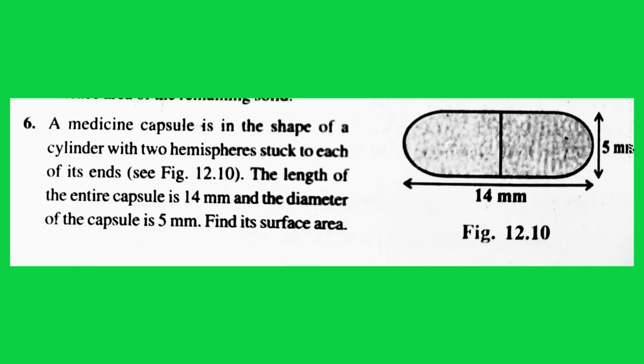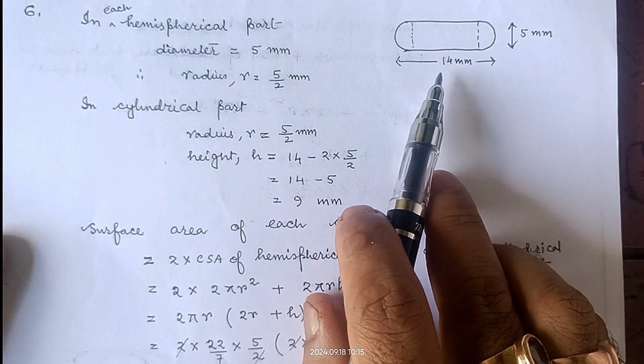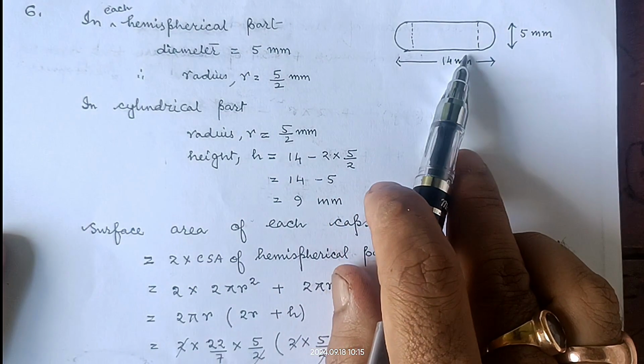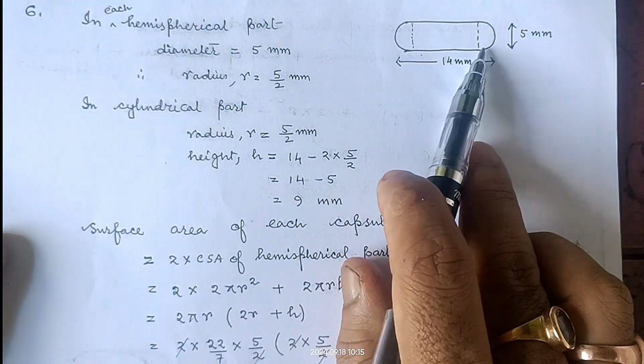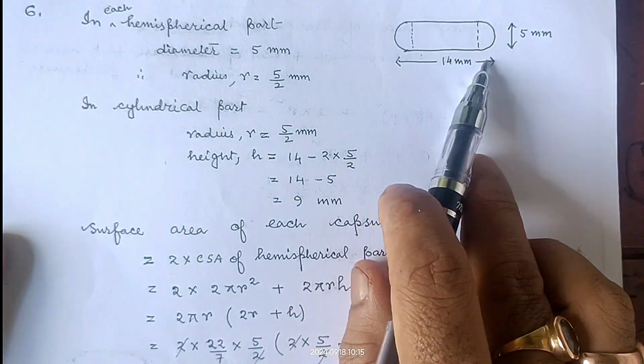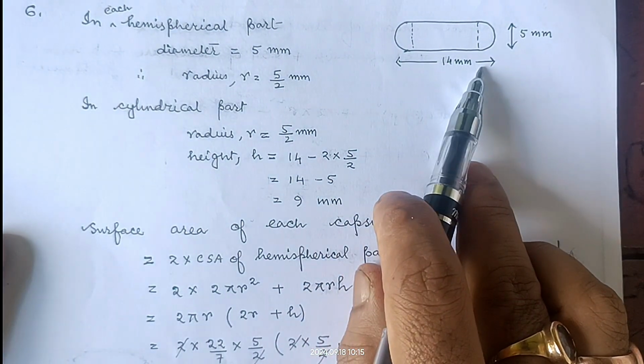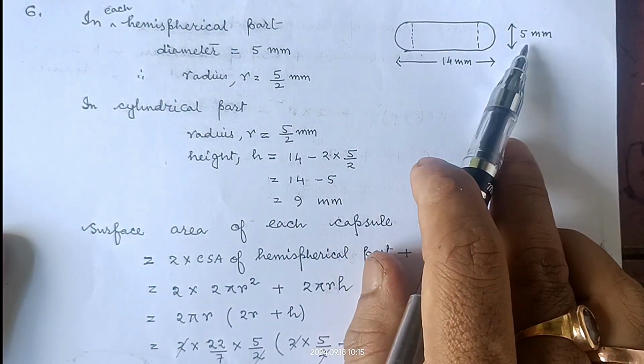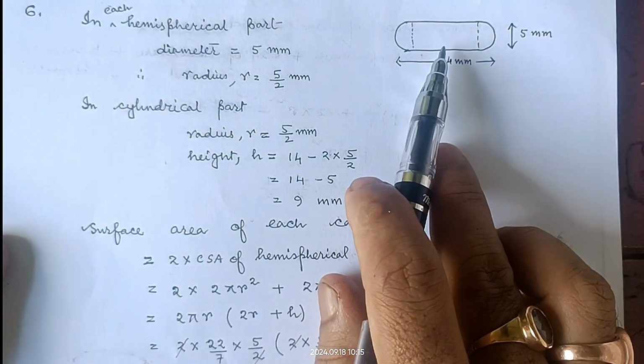Question 6: it is given that a medicine capsule is in the shape of a cylinder with 2 hemispheres stuck to each of its ends as given in the figure. The length of the entire capsule is 14 mm and the diameter of the capsule is 5 mm. Find its surface area. A medicine capsule is in the shape of a cylinder with 2 hemispheres on the sides. The total length is given as 14 mm and the diameter of the capsule is 5 mm. We have to find the surface area.